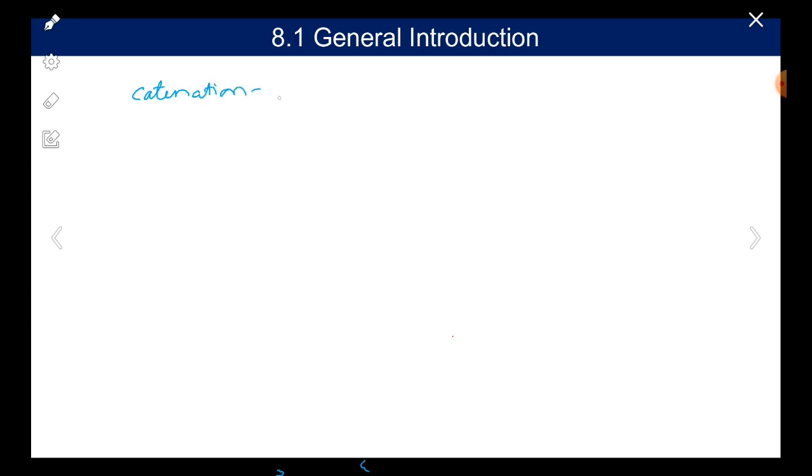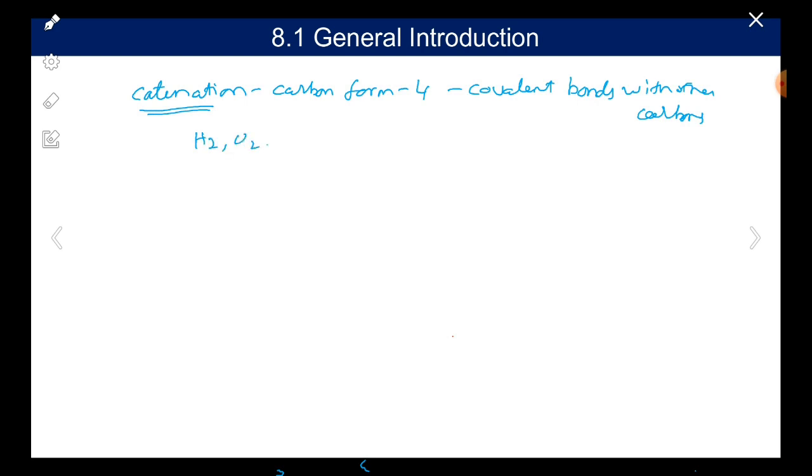Catenation means carbon can form four bonds, especially four covalent bonds with other carbons. So this special property helps the carbon to make new structures, new compounds with almost all the elements like hydrogen, oxygen, nitrogen, sulfur, phosphorus and halogens.